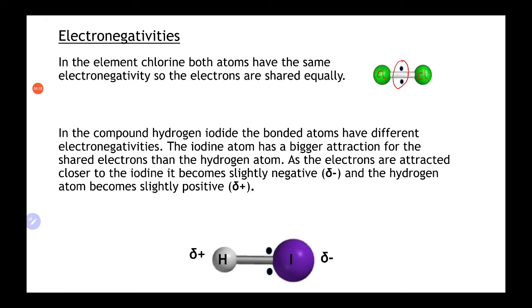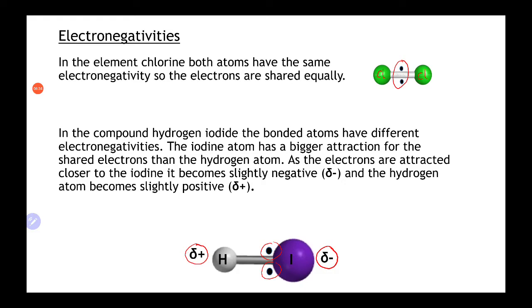The reason for that is that it has more protons, so it has a higher positive charge in the nucleus than hydrogen. So these electrons are likely to be toward the iodine side. Whereas over this side, we end up getting a slightly positive charge, because your electrons are further over towards the iodine. And over the iodine side we get a slightly negative charge. That sign there is just delta negative, delta positive.